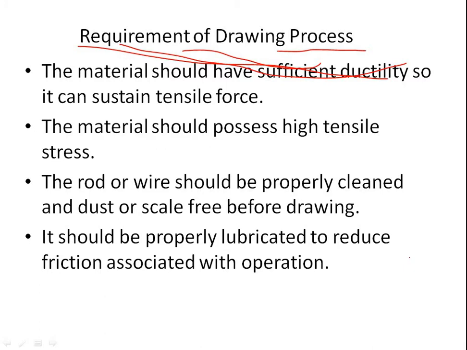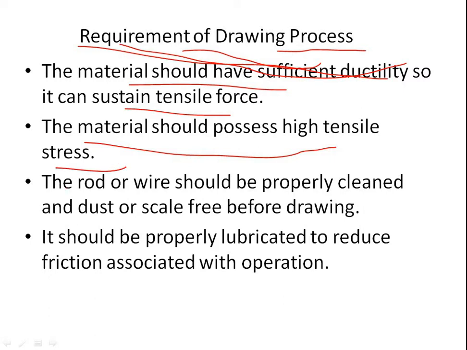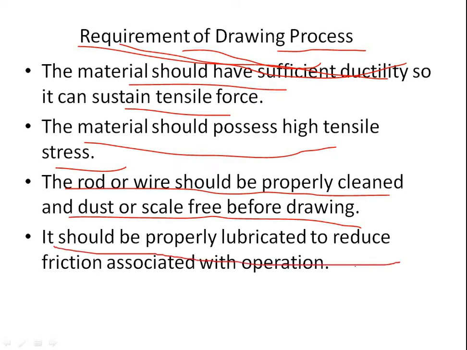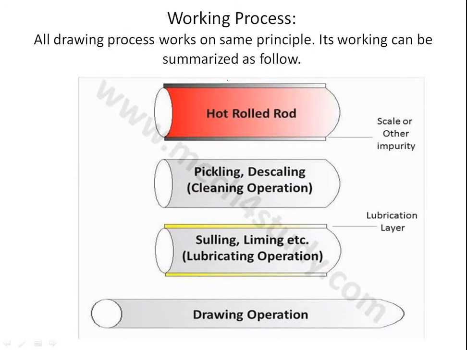So why we need drawing? The material should have sufficient ductility so that it can sustain tensile force. For this we need the drawing process. The material should possess high tensile strength. For this also we need it. The rod or the wire should be properly cleaned and dust or scale free before drawing. It should be properly lubricated to reduce friction associated with the operation.